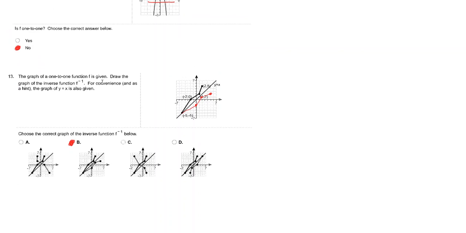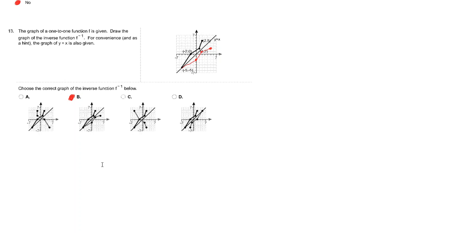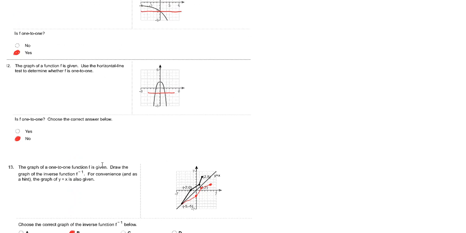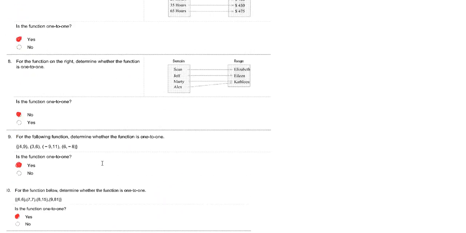13, the graph of a one-to-one function f is given. Draw the graph of the inverse function f inverse. For convenience, as a hint, the graph of y equals x is also given. So what you're doing is you're switching these points that you are given, the (-2, 0), the (1, 2), and the (2, 5), and you've got it here. You could kind of see that that's what it would be, but you should be able to choose the correct graph. So I think that will get you on 5.2. This is really pretty quick and pretty easy.